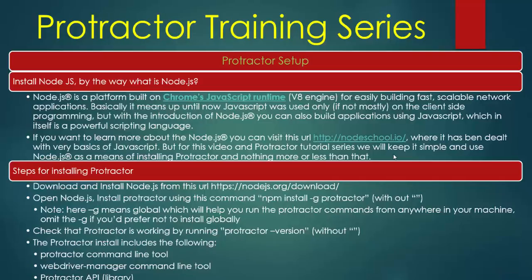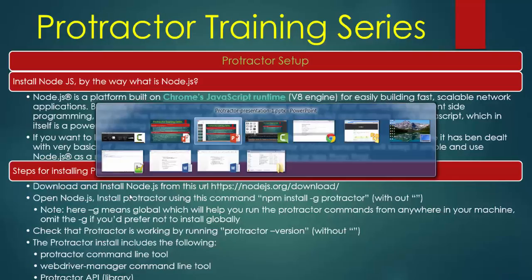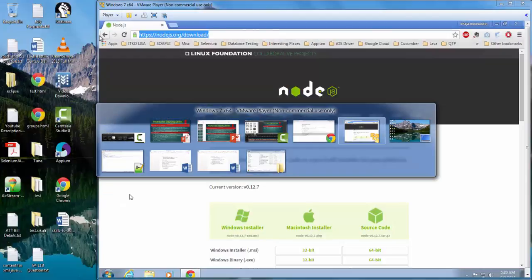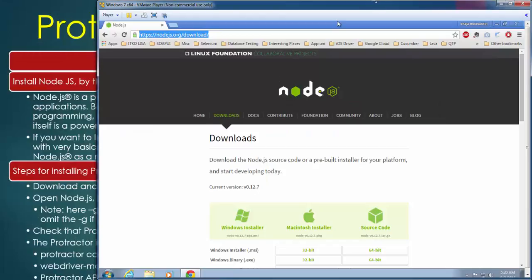But for this tutorial series, for this protractor training series, we do not have to have all that knowledge. So I'll be skipping that. So let's directly go to the first step, that is downloading and installing Node.js. So I have a VM here in my machine. I have already opened the URL. So you have to navigate to nodejs.org and then downloads.